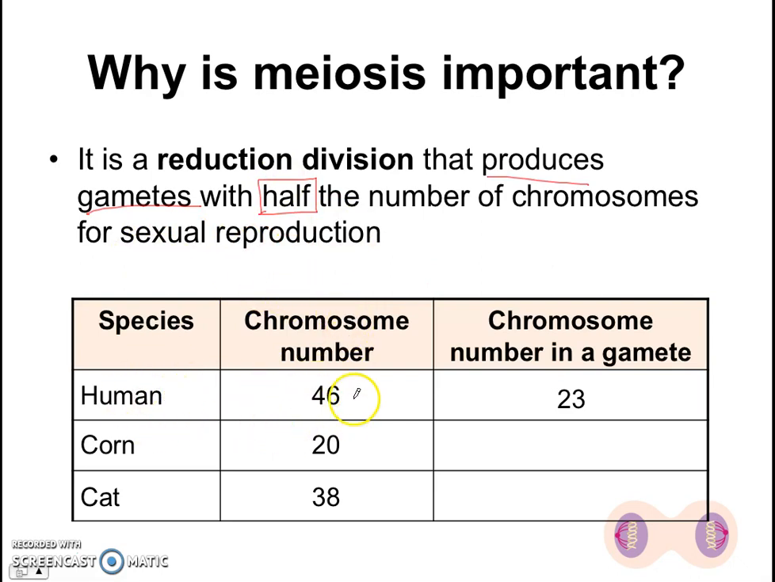So in humans, our normal cells have 46 chromosomes, our gametes have 23. And other organisms like corn, let's say in corn, the normal corn cells have 20 chromosomes, while their gametes, the pollen and the ovum, have 10 chromosomes. And for example, cats, those of you who love cats, well, most of their body cells have 38 chromosomes, and their gametes would have 19 chromosomes.